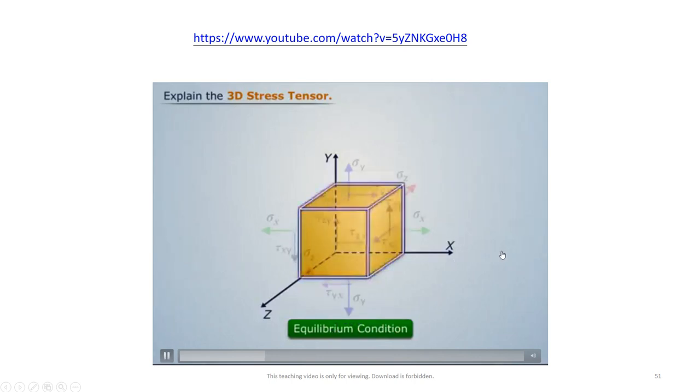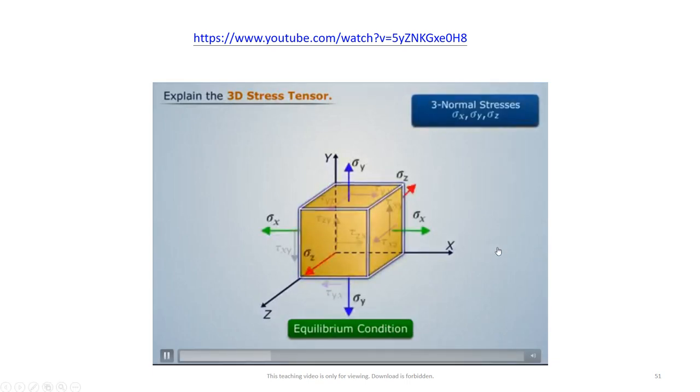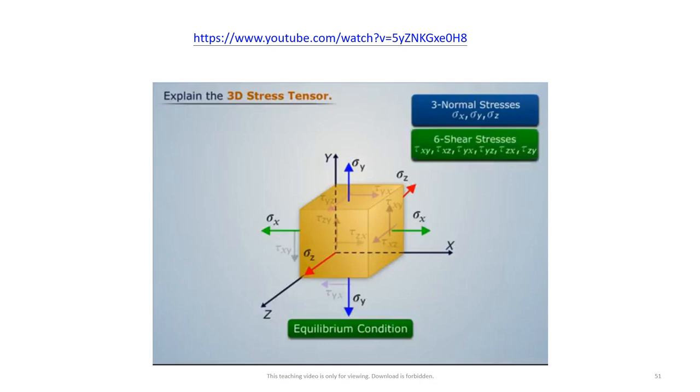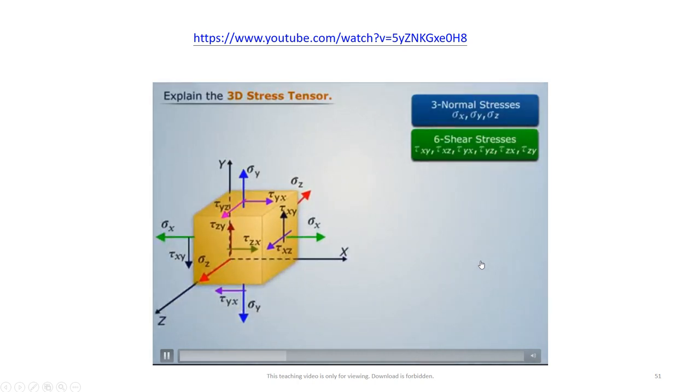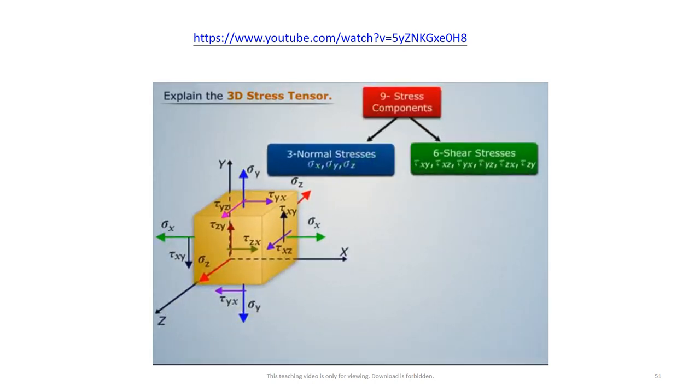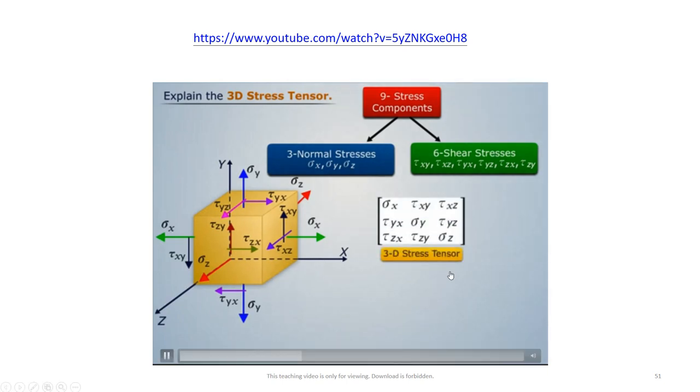Now the stress element is subjected to 3 different normal stresses and 6 different shear stresses. Thus, to define stress at any point in a 3-dimensional space, we require 9 components of stresses, which can be represented in the form of a multi-dimensional array as shown. Such an array is termed a 3-dimensional stress tensor.